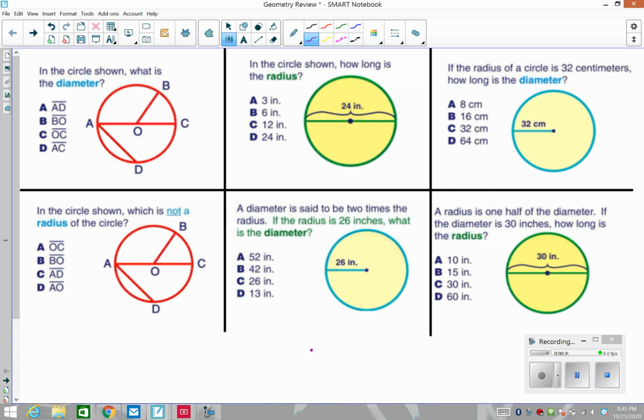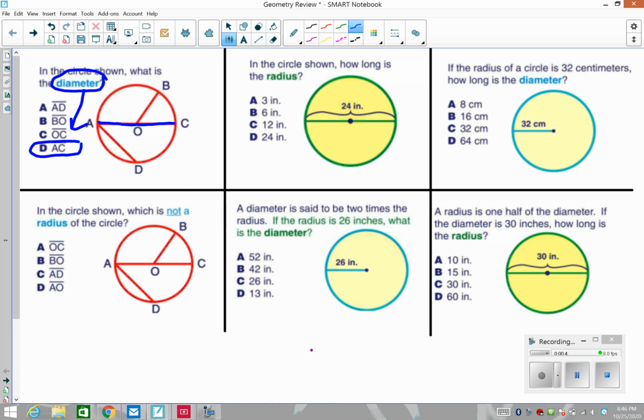Remember we talked about the radius is the line that goes from the center to the rim, and the diameter is the line that goes from side to side passing through the center. So what is the diameter here? Well, the diameter is the line that goes from side to side passing through the center, which would be AC. So the diameter is AC.